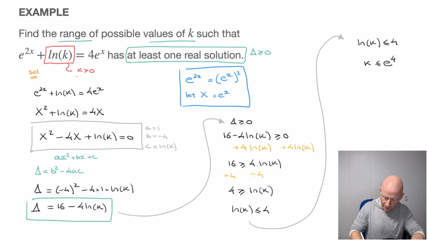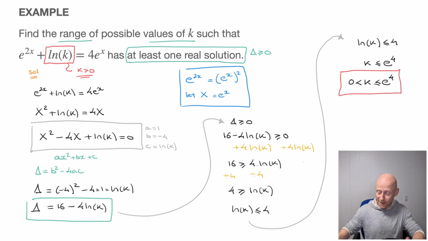And so keeping this result in mind, alongside the result we just found, to get full marks at this question, we'd have to say that k has to be greater than 0 and less than or equal to e to the power of 4. And that's the final answer. Indeed, provided k is greater than 0 and less than or equal to e to the power of 4, the equation we have here will have at least one real solution. And as such, we've answered the question.